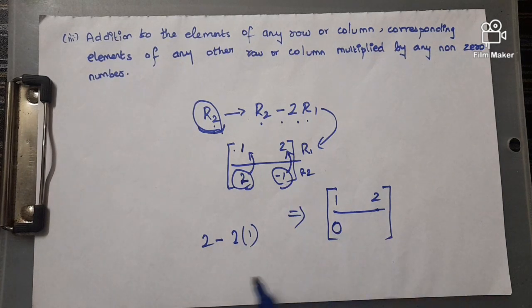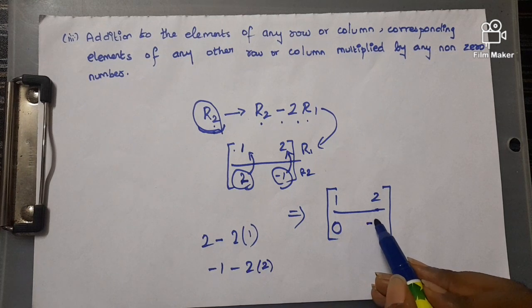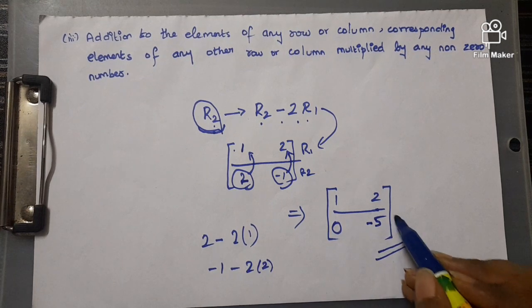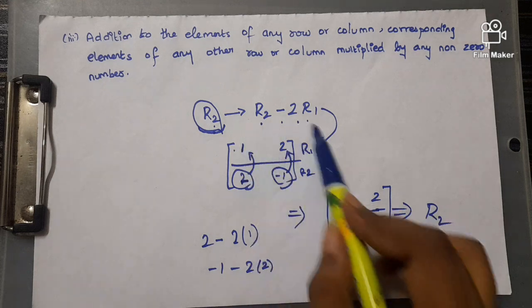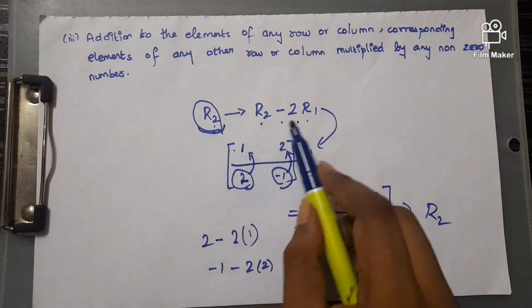Similarly, for minus 1, so minus 1 minus 2 into 2. So that gives you minus 5. So this is your new R2, right? This is your new R2. Okay, after this, again repeat: this R2 is R2 minus 2R1.